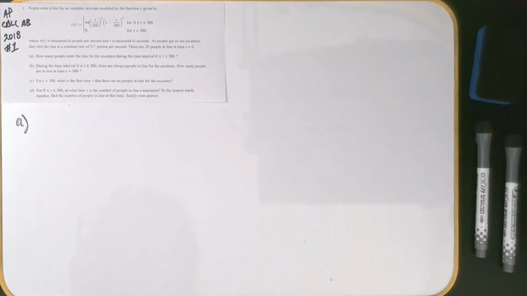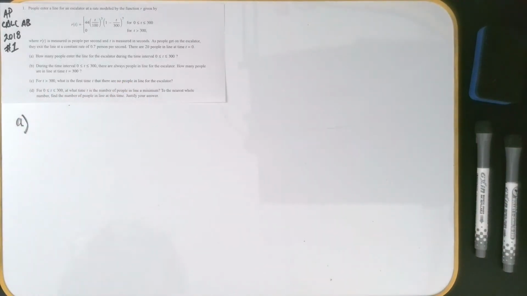Well, as I've stressed several times, whenever you want to get the total amount, you can ask yourself, what do you get when you integrate a rate? Whatever the rate produces. So this is just begging us to integrate the rate people enter the line, and that's exactly what we're going to do. So the rate people enter the line is represented by the r of t function. So if we just integrate that rate, we should be getting what we're looking for.